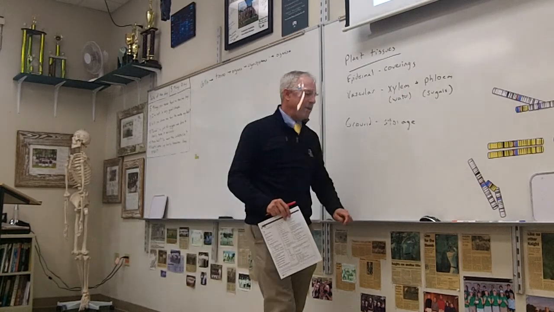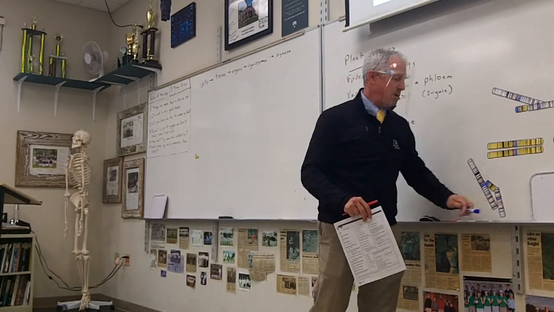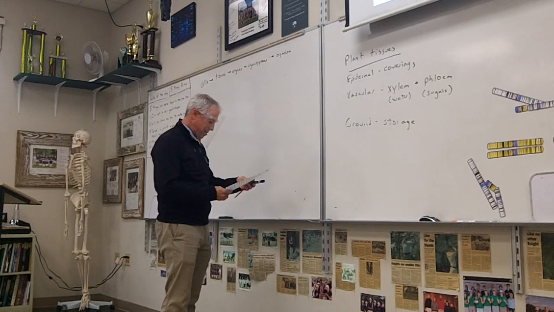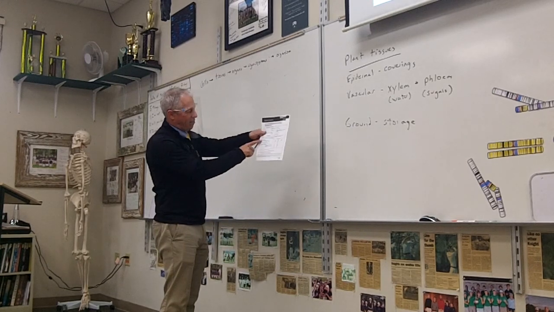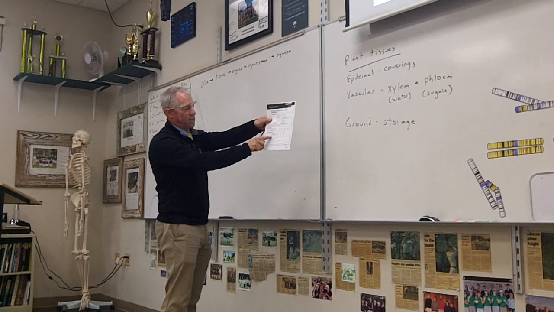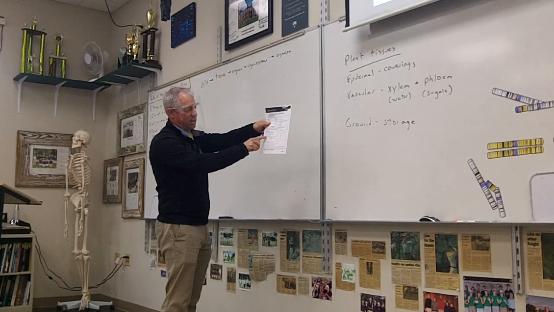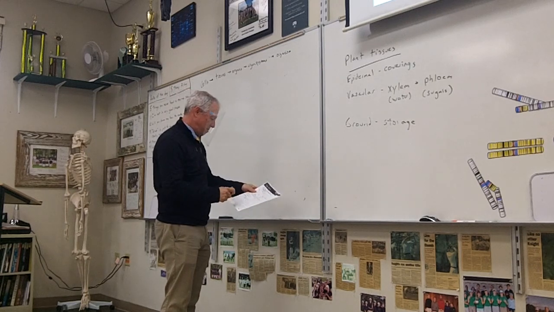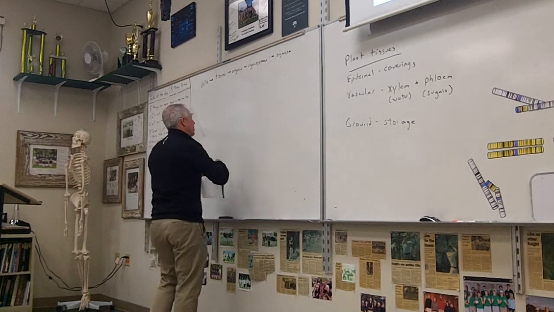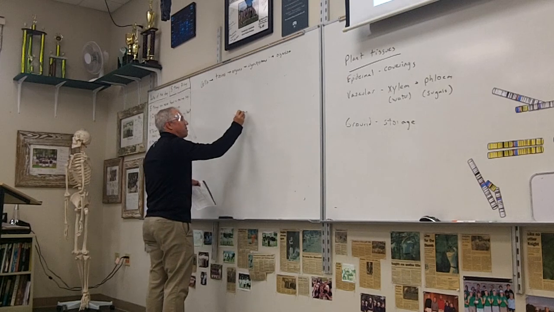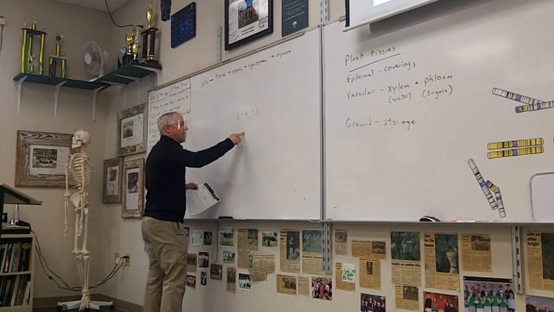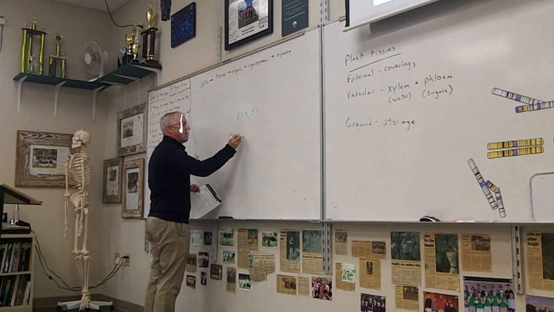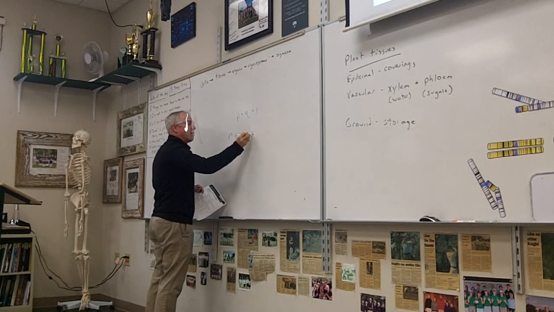Many of the questions you get about evolution are about the Hardy-Weinberg formula. So where is that? Look down where it says Hardy-Weinberg equations. See those? P plus Q equals 1. P squared plus 2PQ plus Q squared equals 1.